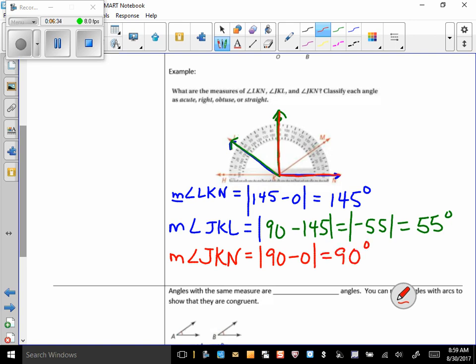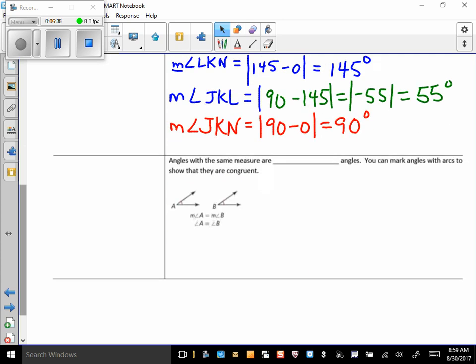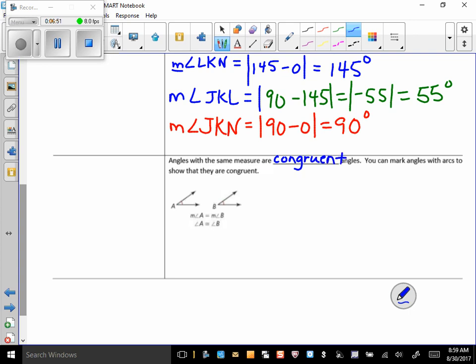So that's how we use our protractor and the protractor postulate to measure angles. All right, let's learn another very important term here about angles with the same measure. Angles with the same measure are congruent, a term you will use many, many times in this course. And the notation for congruence is this symbol right here. So that's what we're going to use to denote congruence.